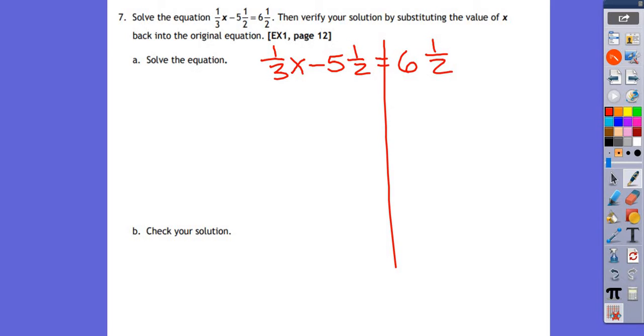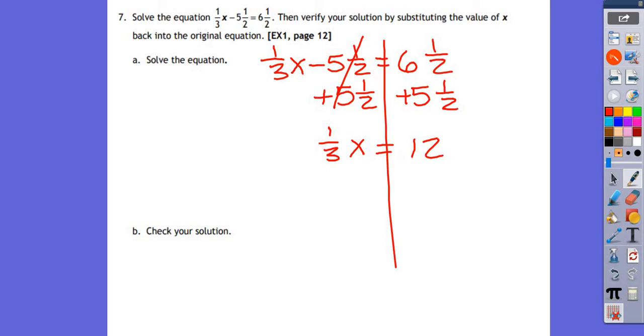Opposite of that is positive, +5/2. That zeroes out, so it cancels out. I have 1/3 X equals, well, let's think about this. I have a half plus another half. How much do I have? 1 whole. So I have 1 whole, plus 6 is 7. 7 plus 5 is 12. So all of that equals 12.